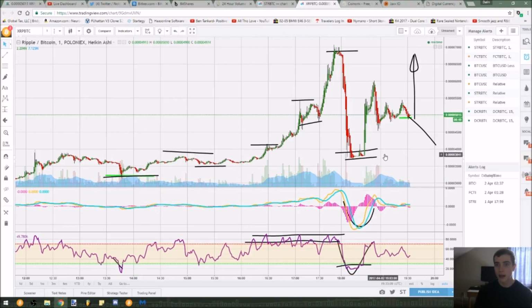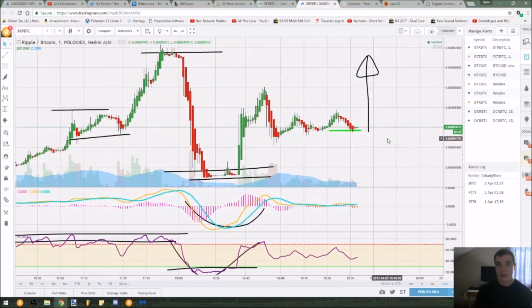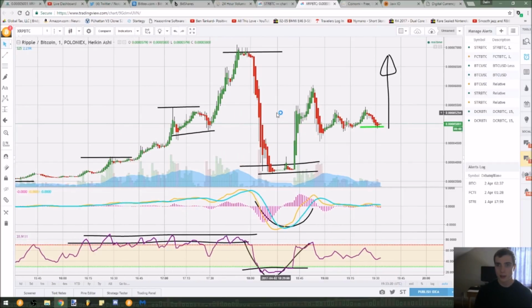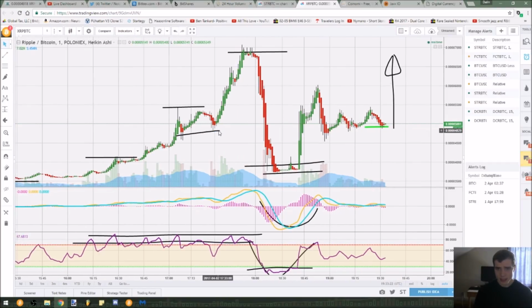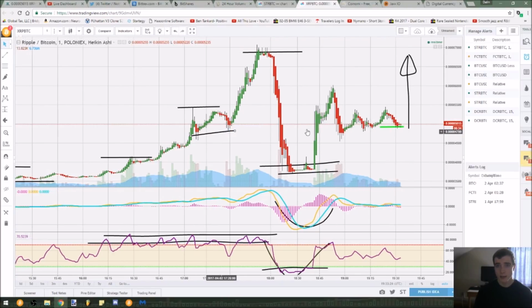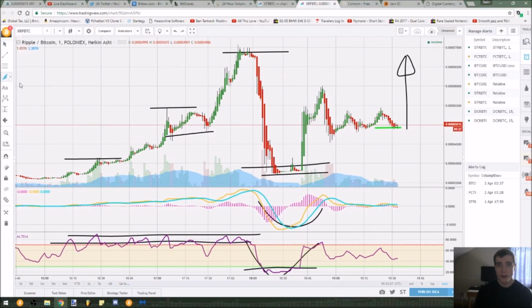But again, you want to have a trading plan, and risk management is very important. So it's all about entries, risk management, and having a trading plan. So that's generally how I do my momentum trading.